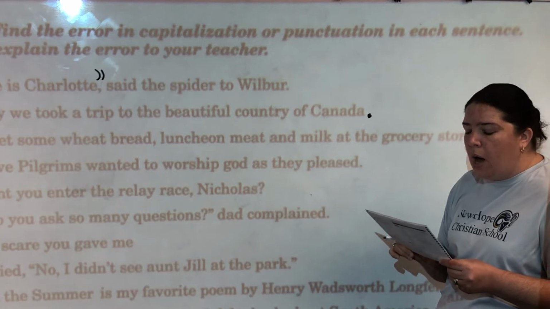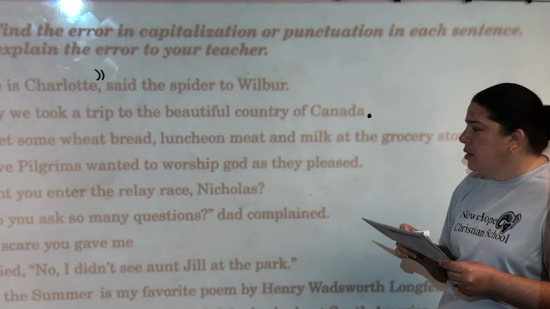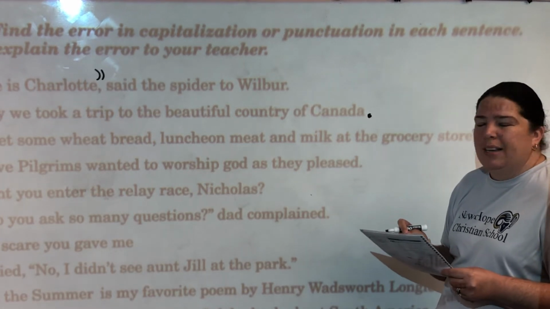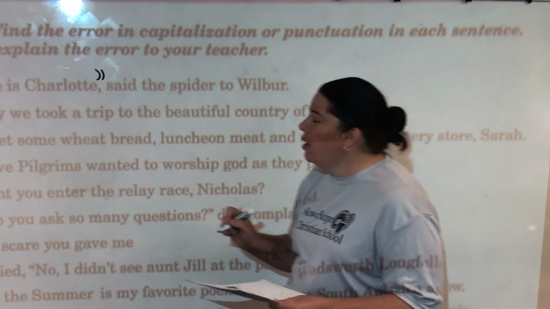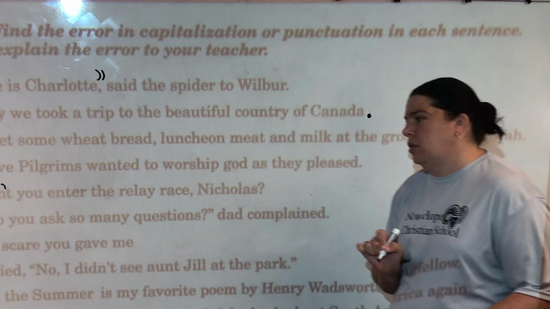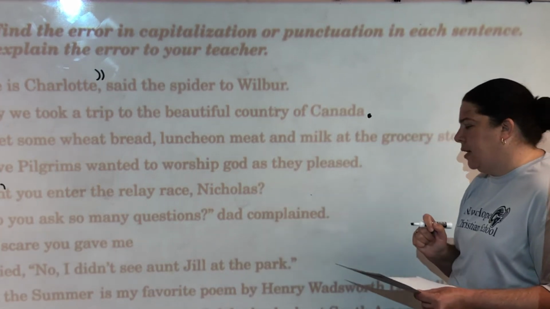Number 5 says, "Why don't you enter the relay race, Nicholas?" Did you find something wrong there? There was one thing wrong. It's a really tiny one. It's right over here. It's a contraction. You need the apostrophe for don't. Number 6, "Why do you ask so many questions?" Dad complained.